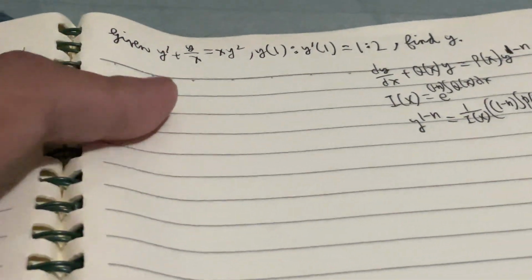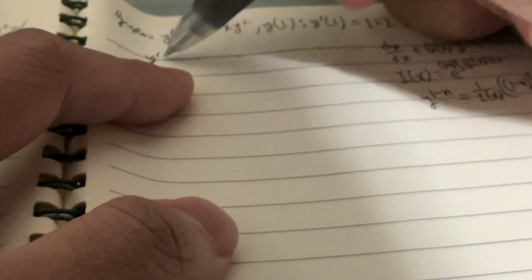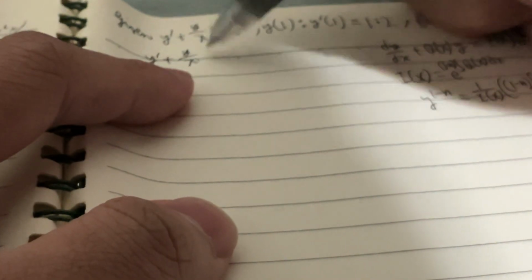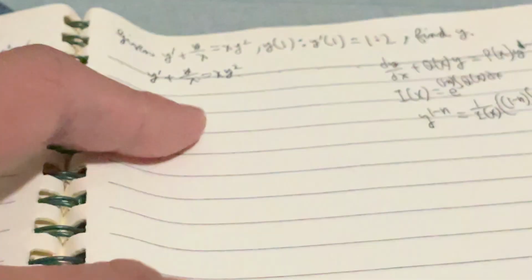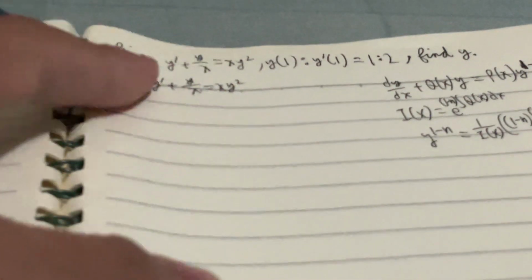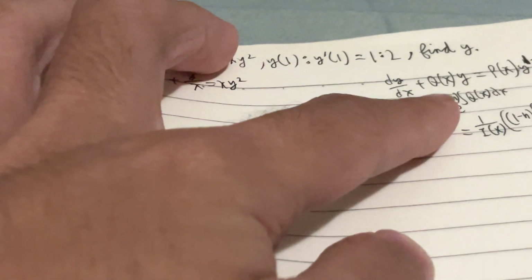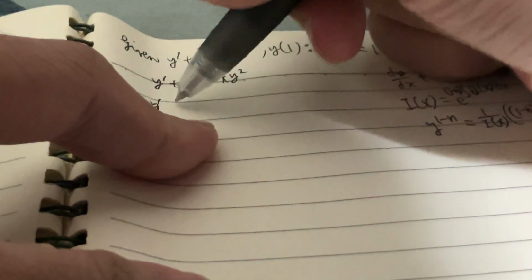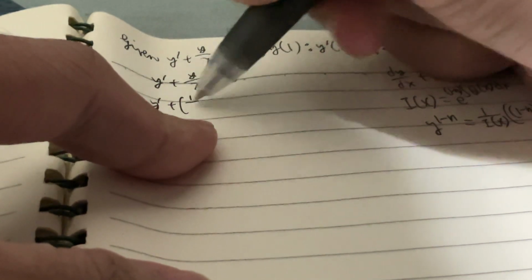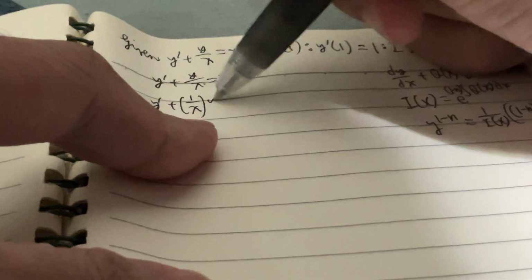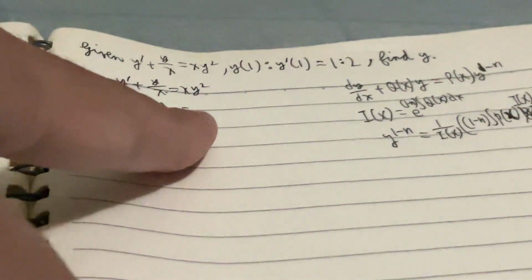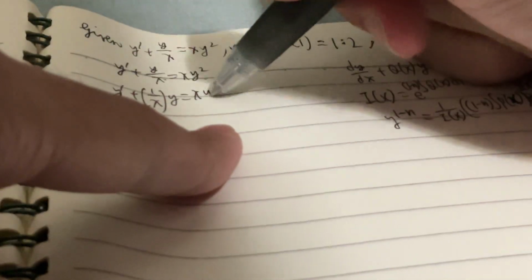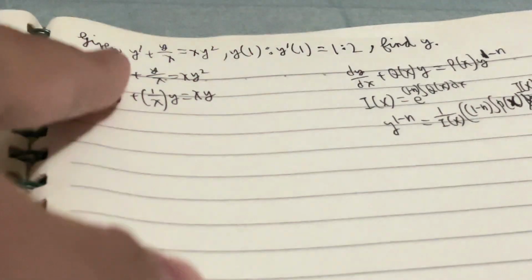And here, let me just write down the original equation here. y prime plus y divided by x is equal to x y squared. What's the coefficient of y, which is q of x? So here, 1 over x is going to be our coefficient of y. Let me write it down as parentheses 1 over x times y, which is equal to our p of x here, which is x, and then our power here is 2.